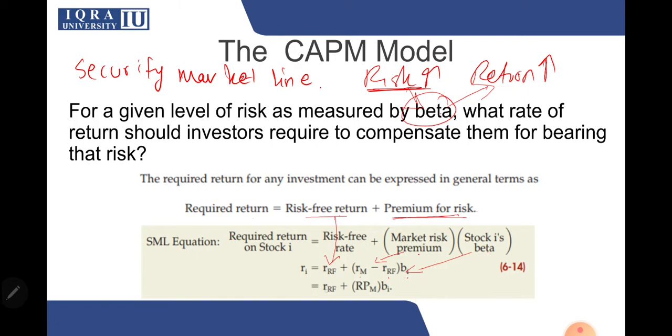So this is your final equation. RM minus RF gives you the market risk premium. So the required rate of return is equal to the risk-free rate plus the market risk premium multiplied by the beta of the stock. So let's look at an example. How does this CAPM model equate risk and return?